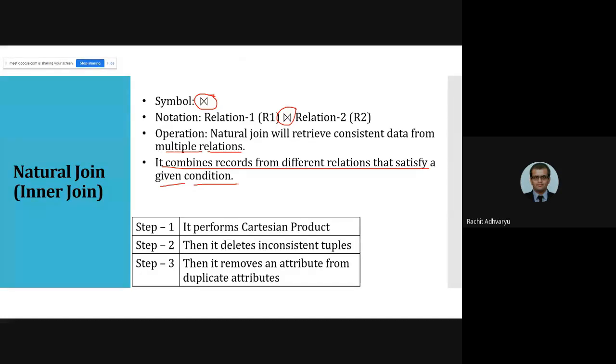So it does three tasks. First, it performs the cross product. Second, it deletes all the unwanted rows. And third, it removes all the unwanted or duplicated columns. So three tasks are done by this particular join operation. And this is what we will get as an output.